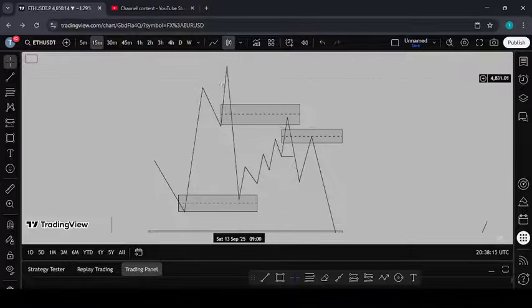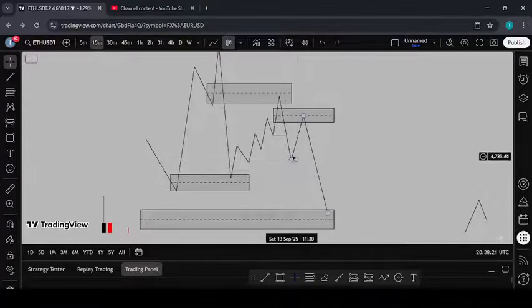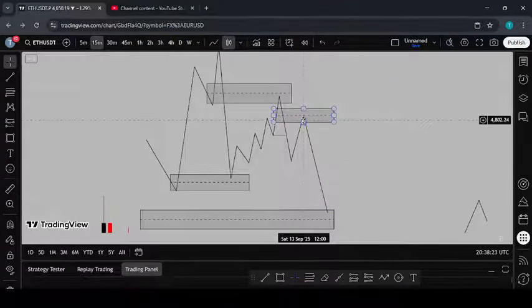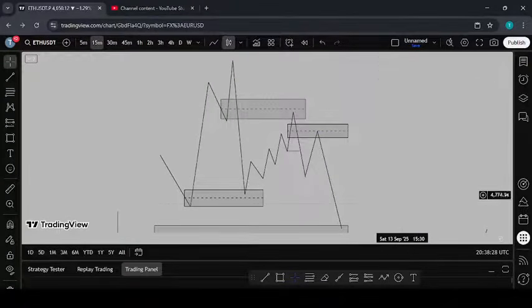Save this setup. You would also see this kind of SMC setup play out on higher time frames, and it's usually very, very sweet, because once you catch this confirmation entry, it will sell or buy aggressively. It happens on the buy side and also on the sell side.